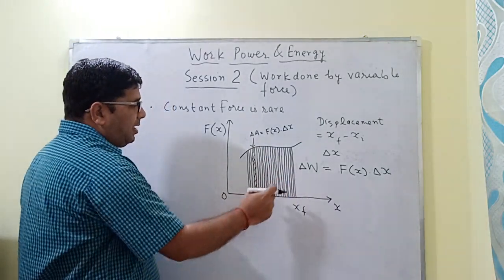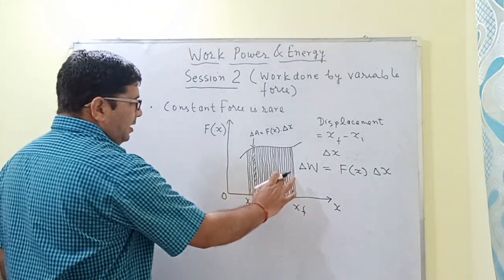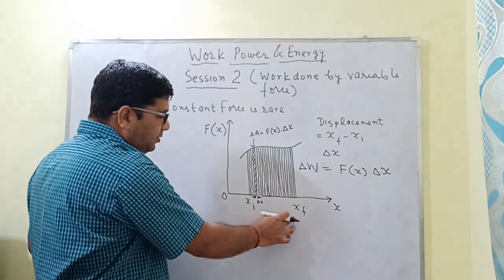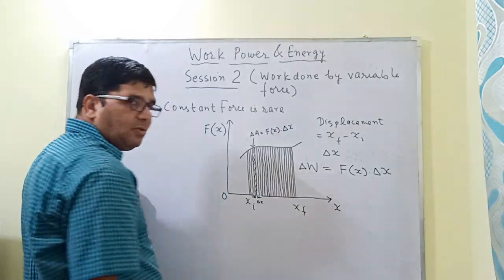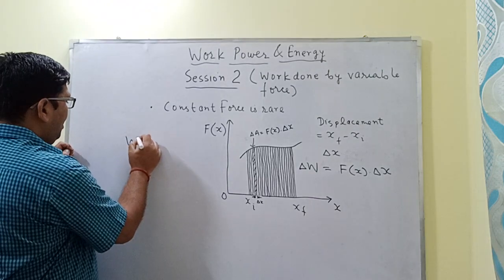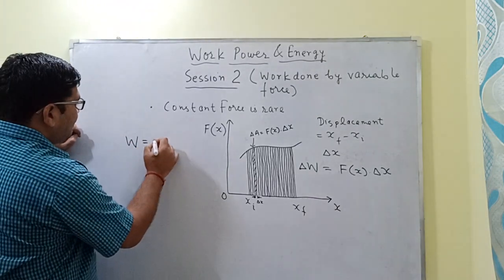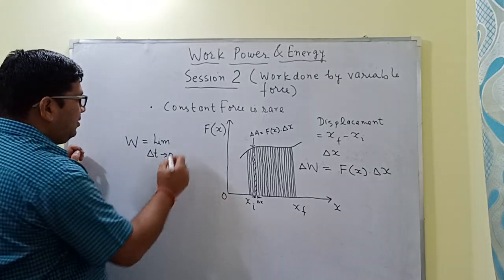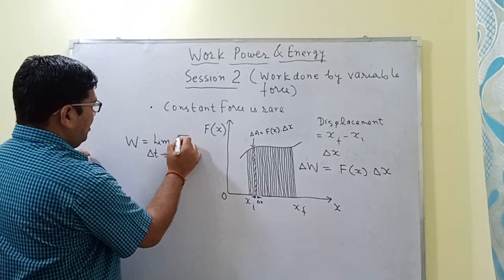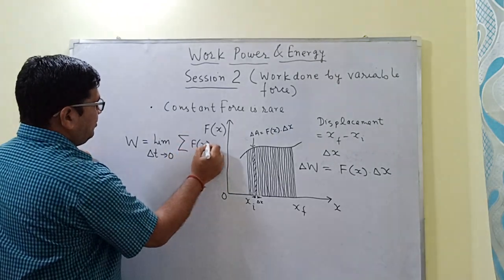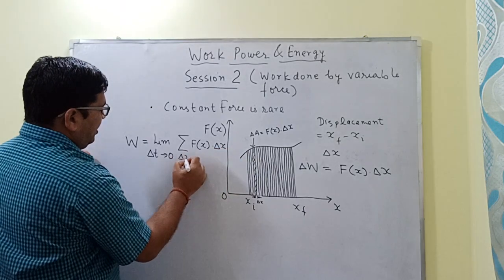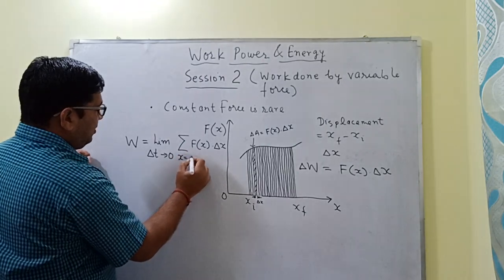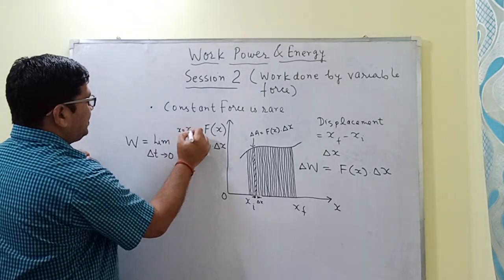So in that case, since this is a variable force and this entire displacement has been broken down into very, very small displacements, each of which is equal to delta x, we can write this work done as the limit, if delta x tends towards 0, of the sum of Fx delta x, where x is equal to xi to where x is equal to xf.